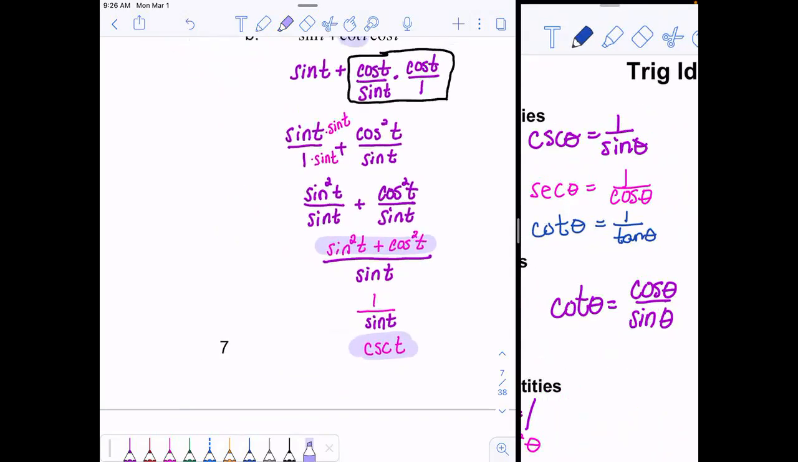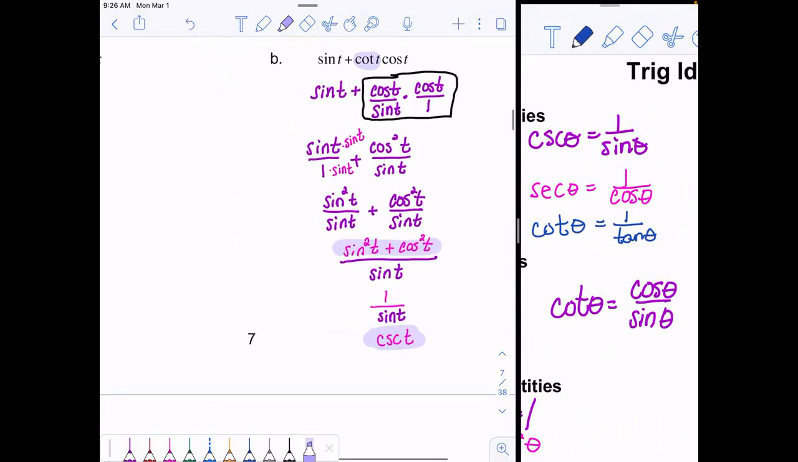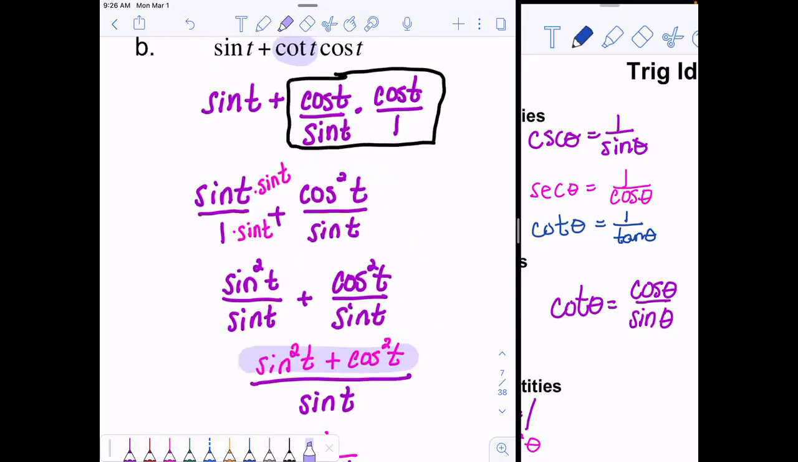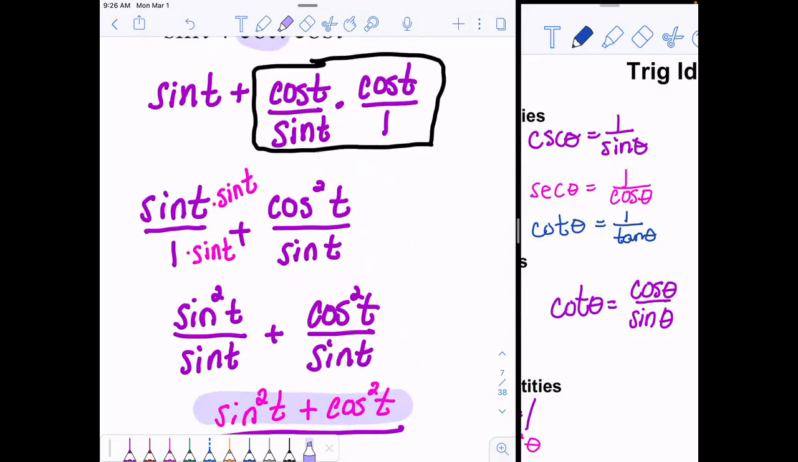Now, in terms of difficulty, that one was way more difficult than the other two that we did. It involved algebra and it involved multiple identities. So we used 3 identities, and we also used a couple of different algebraic concepts. Question. Anything you want re-explained?